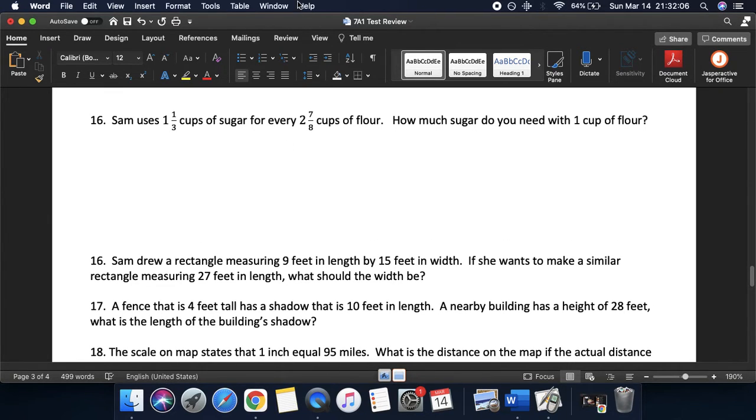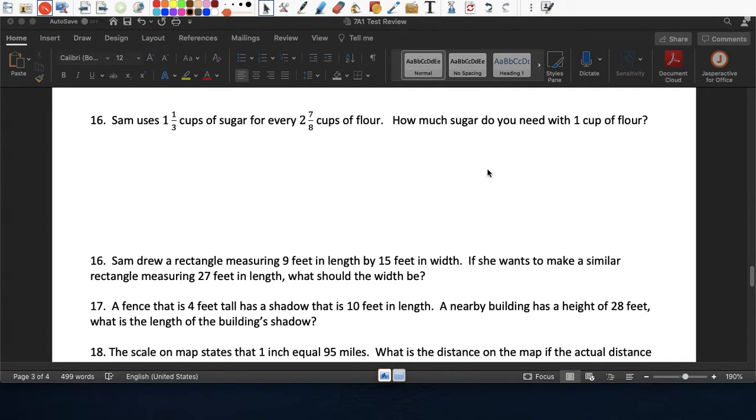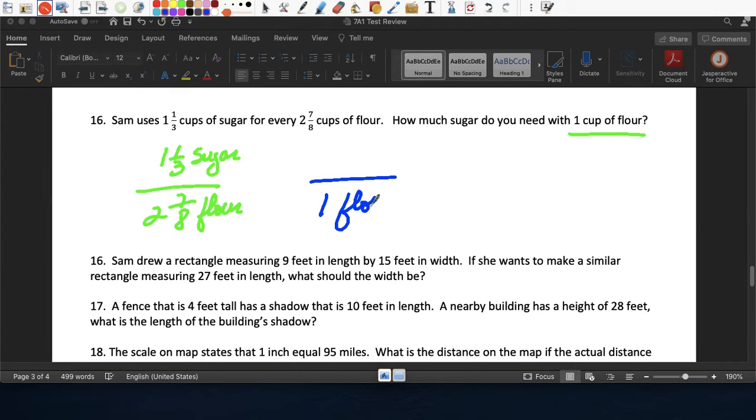So how much sugar do you need with 1 cup of flour? This is the key here that tells you who is going to be in the denominator. So I'm going to write 1 1/3 cups of sugar. So I need that much every time I use 2 7/8 cups of flour. Okay. So the question is, if you had only 1 cup of flour, how much sugar would you need? Well, we have to find the unit rate. So how does 2 7/8 become 1? Well, divided by, if you're not going to change that to an improper fraction, you can just write it like this.